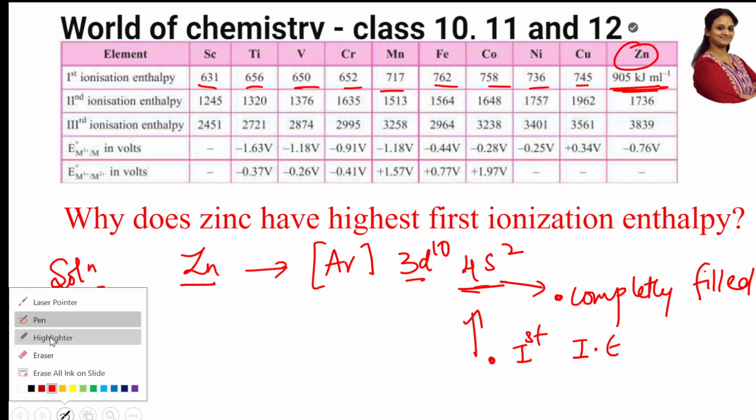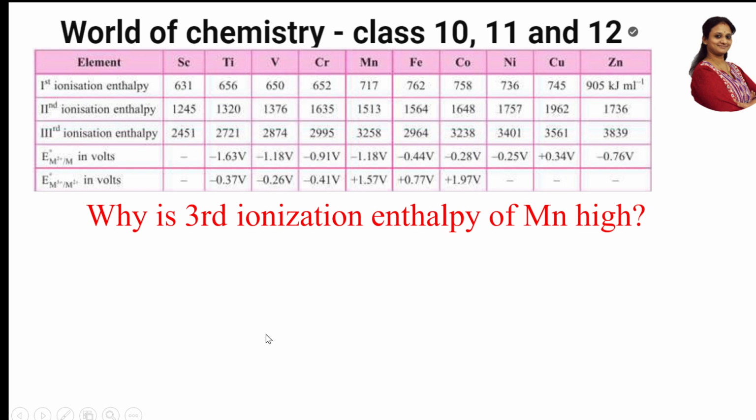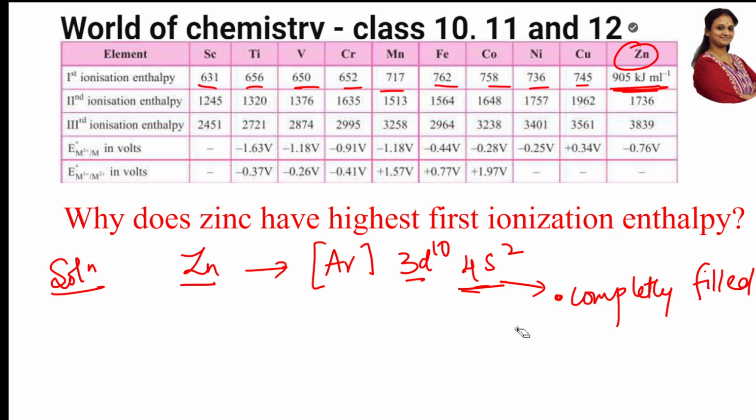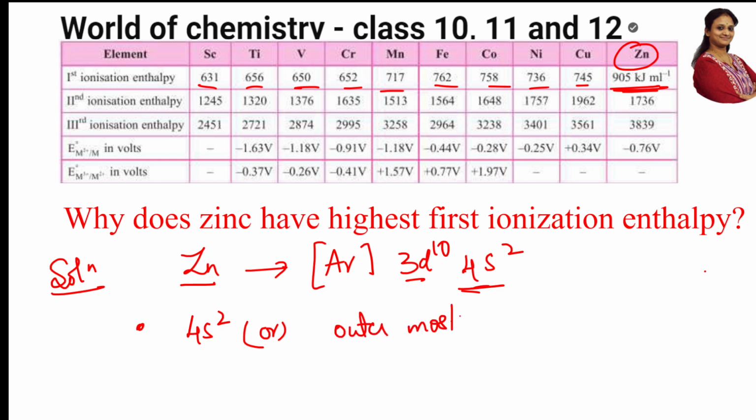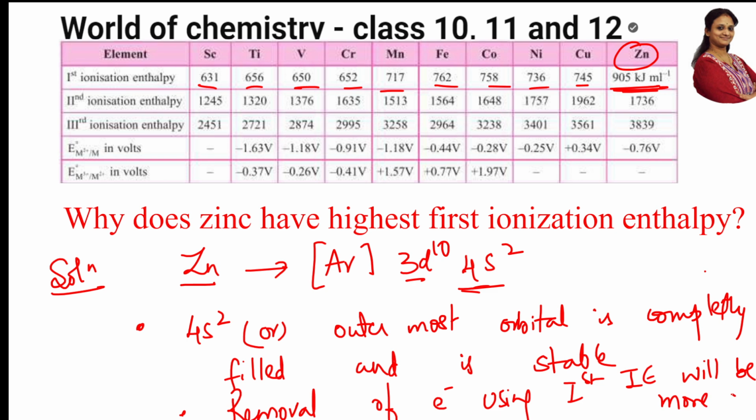I'll write that answer for you so that it is easy. You can directly write that. Zinc is completely filled. Now start writing: 4s2, the outermost shell or outermost orbital, is completely filled and is stable. Now removal of an electron from 4s2 using first ionization energy will be more, because fully filled is more stable. Let us go to the next question.